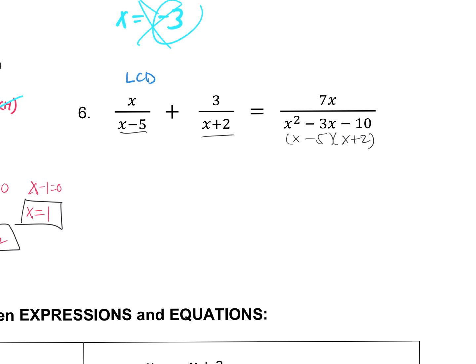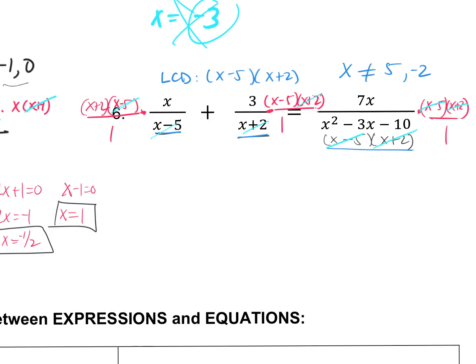LCD is everything has to be part of it. So I have an x minus 5 and an x plus 2. Okay, so I see my x minus 5 up there, I see the x plus 2, and I see both of them up there. Okay, now what is the domain restriction? So what can x not equal? Well, by looking at this, x can't equal 5 or negative 2. Okay, so I'll pause the video. I want you to multiply everything by the LCD and see what you get.